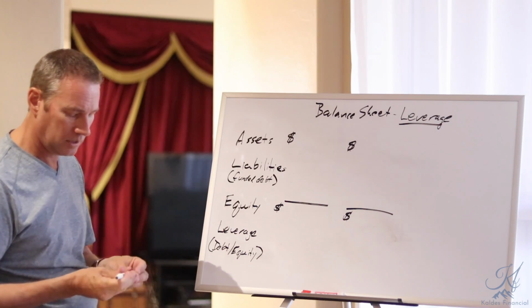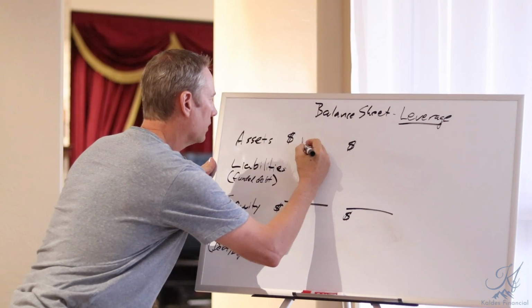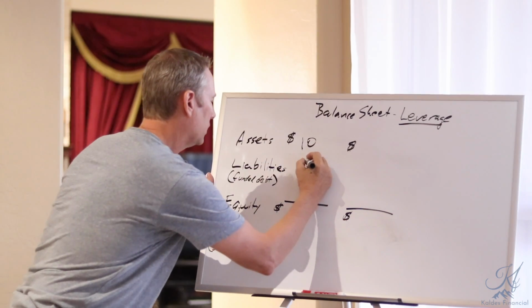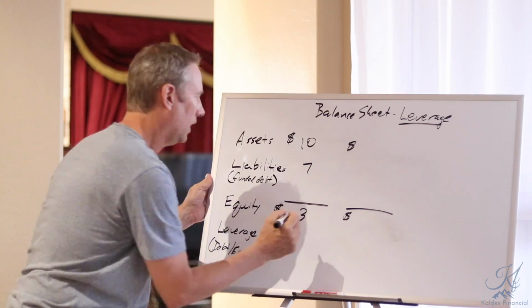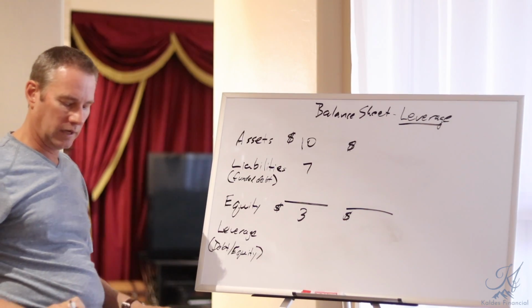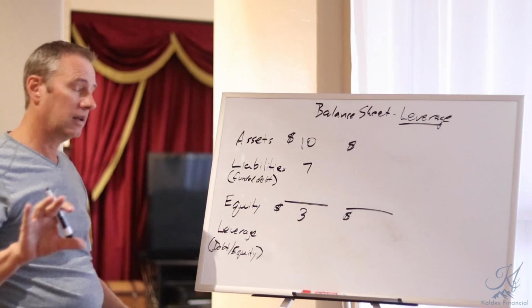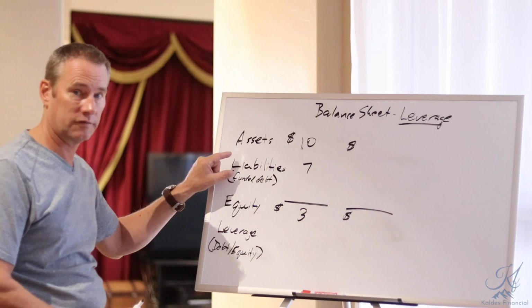So let's assume that you have a company with 10 million in assets. I'm going to leave out the millions, but we'll just assume there are 10 million assets. And you have 7 million in liabilities. Okay, so that leaves 3 million in equity. 10 minus 7 is 3. So to calculate leverage in this very simplistic example, and I'm trying to keep it simple here, I'm going to assume that all liabilities are funded debt.